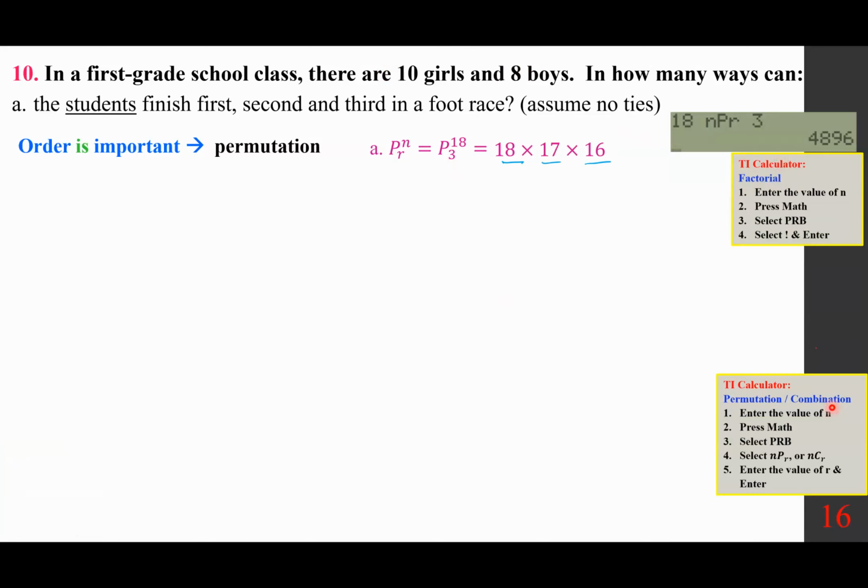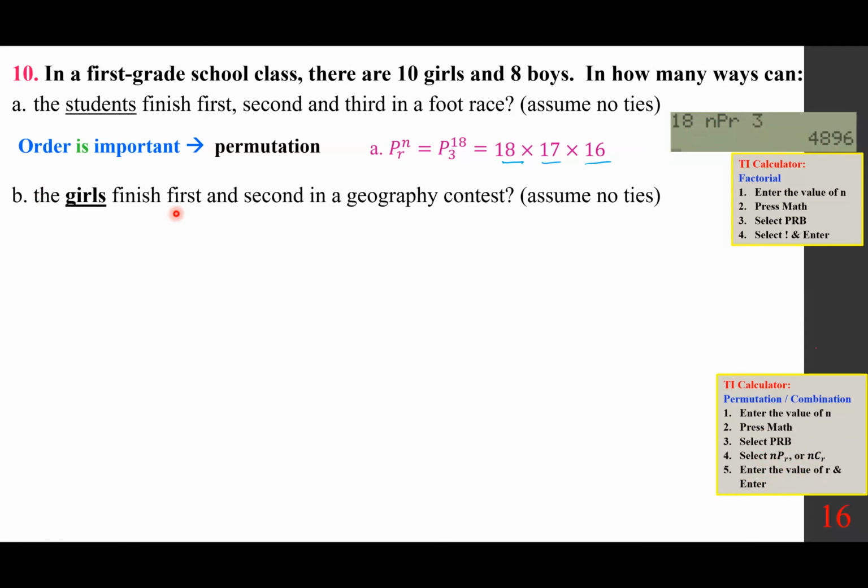Enter the value of n, press math, select the probability, select NPR or NCR, enter the value of R. So 18 NPR 3, that gives you the number. You don't have to do it by hand. So the answer is 4,896.